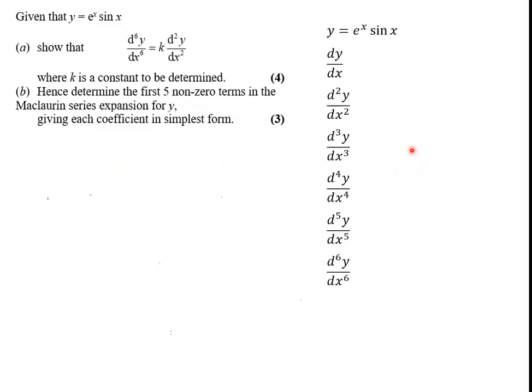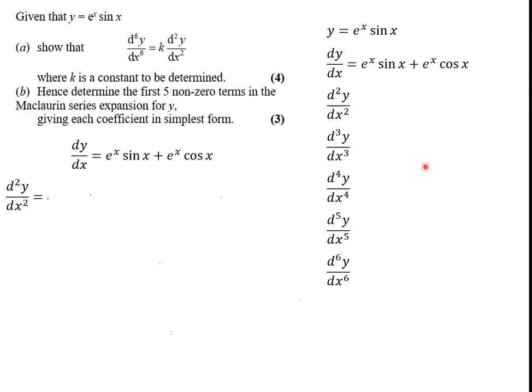So I'm going to work out the 6 derivatives. Take a big deep breath. Right, so we're going to do dy by dx to start off with. You need to use the product rule. Differentiate the e to the x, just e to the x. So it's e to the x sine x, and then when we differentiate the sine x, we get cos x. Can't do much with that, so I'll leave it like that.